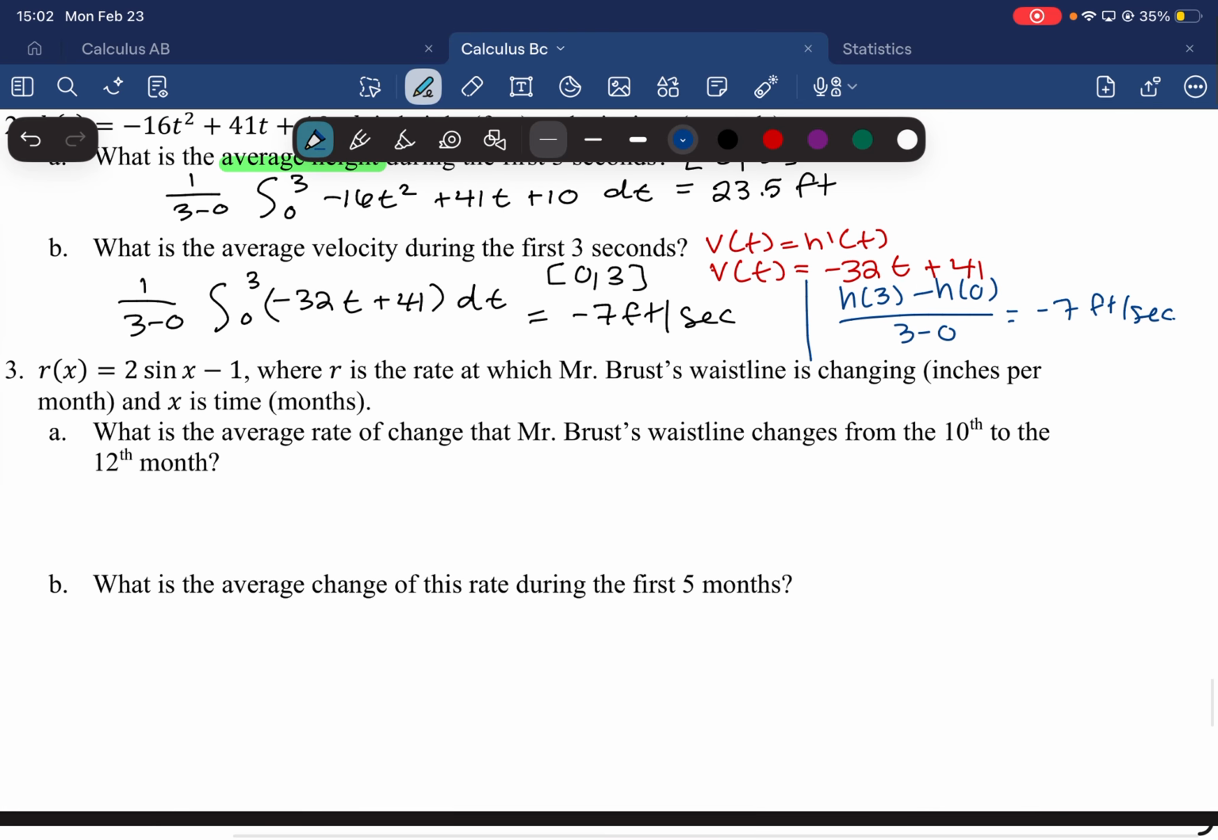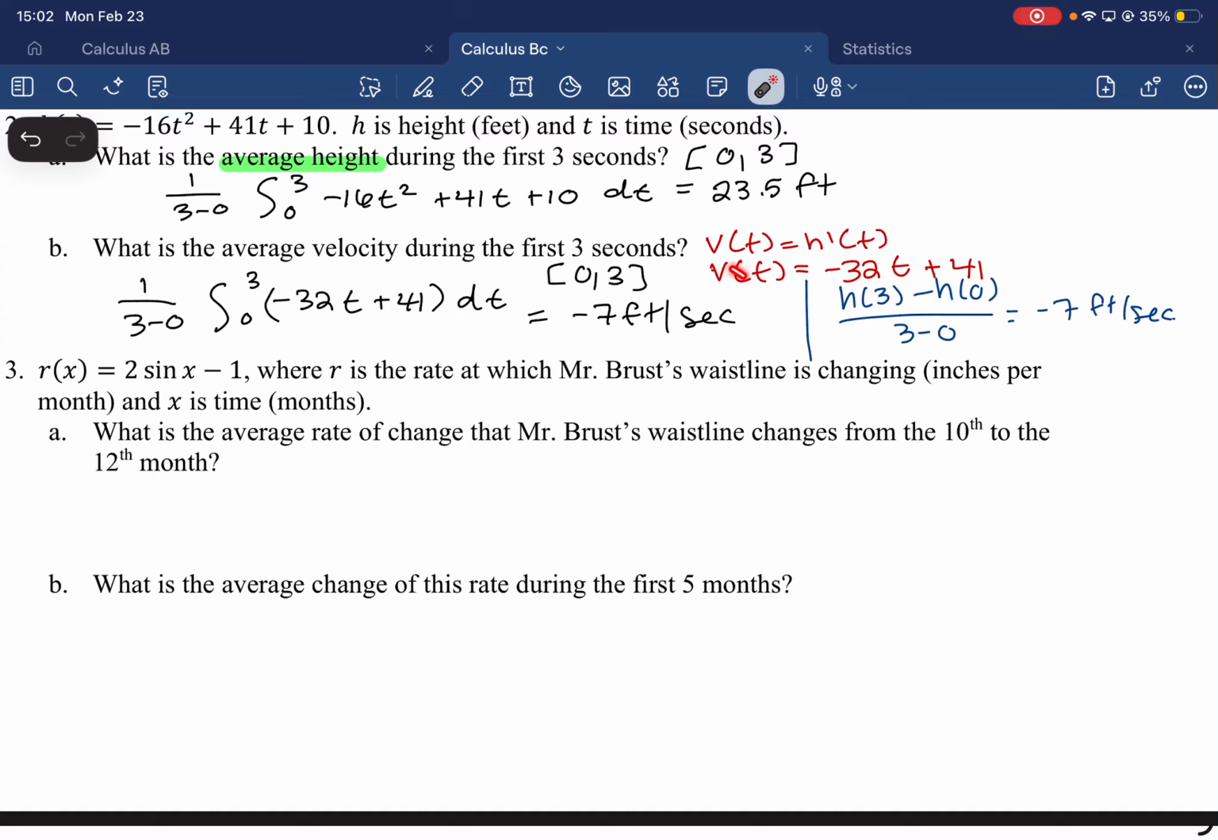Any questions on 2? What I would do is I would just always do this method. We're used to integration, just stick with integration.